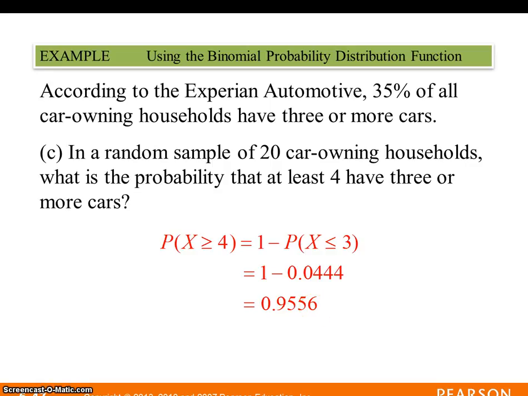So that should show you roughly how to calculate probability distributions. Another way you could do this one is to calculate P of 4 plus P of 5 plus P of 6 plus P of 7, all the way up to P of 20, and add those together. But it's a lot easier to just do it this way.